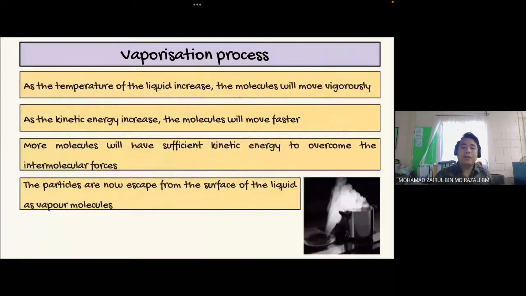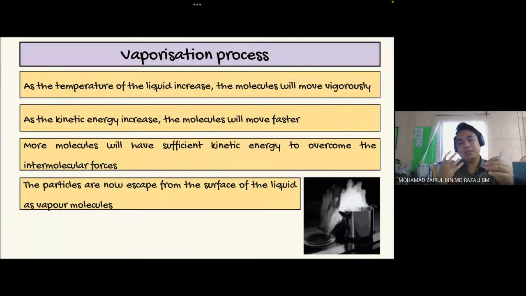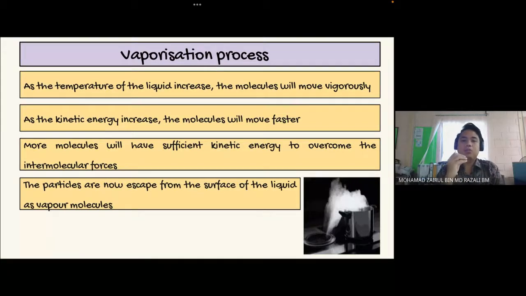Okay. So, macam mana boleh berlaku vaporization process ni? Sebab kalau kita biar air dalam cawan tu, sometimes some of the liquid molecules tu akan possess enough energy. So once the particle itu possess a lot more kinetic energy, dia akan move vigorously, move faster. So as the particle itu move faster, some of the molecules will have sufficient energy to overcome the intermolecular forces. Sebab sekarang kalau awak compare the particle arrangement of liquid and the particle arrangement of gas, liquid dia rapat-rapat.